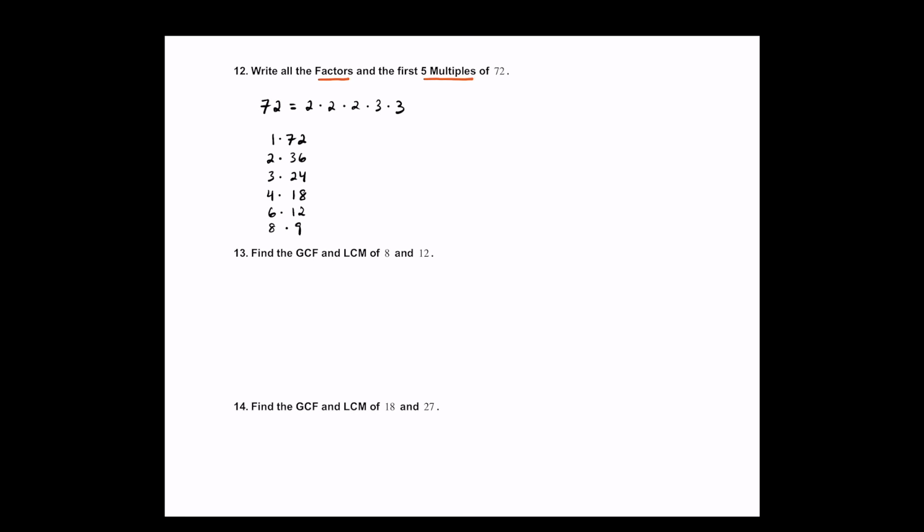Okay. What about the multiples of 72? So if we do multiples of 72, 72 times 1 is going to be 72. 72 times 2 is going to be 144. 72 times 3 is going to be 216. 72 times 4 would be, I think, 288. And 72 times 5, I think, is 360. Okay, so those are the first 5 multiples of 72. Always start with 72 as your first multiple, since 72 times 1 is 72.